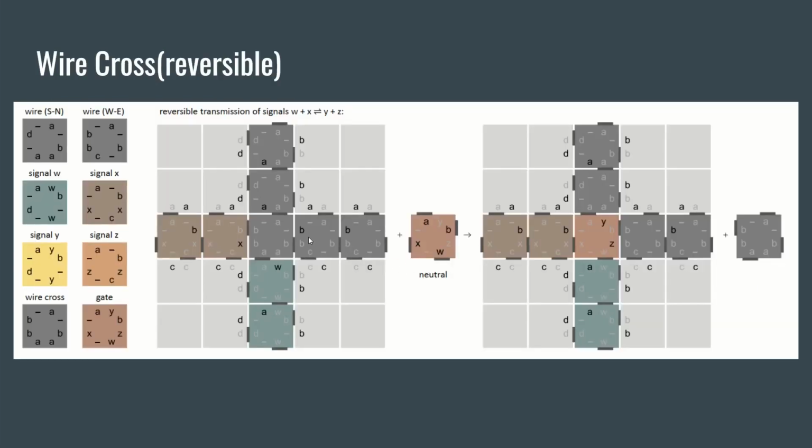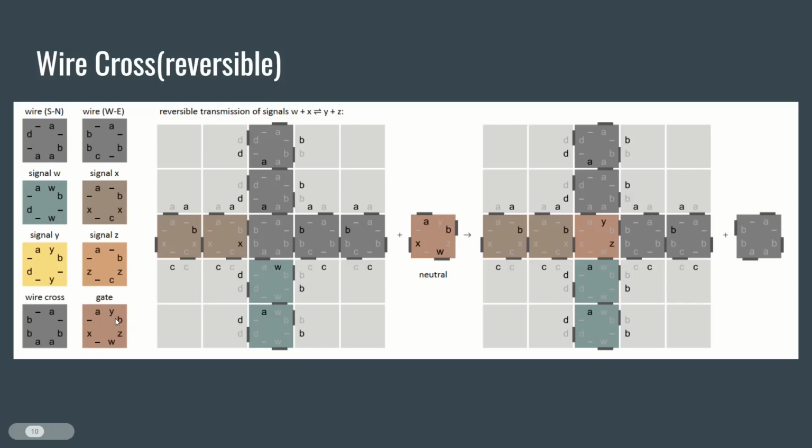Next is wire cross. Here you can see that there are two signals coming from the left and from the bottom, and they connect together in the middle. For this construction, the goal is to propagate the bottom signal to the top signal and the left signal to the right signal. We are using eight different tiles, and the mechanism is that when these two signals reach the middle, this middle tile is replaced by a gate tile.